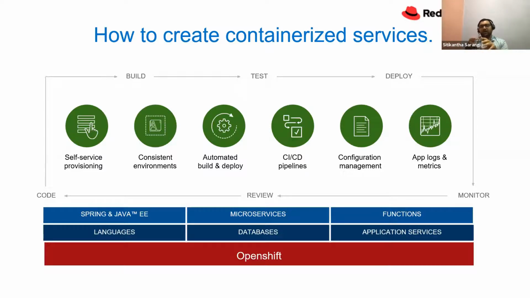And your logs, metrics and monitoring parameters will be displayed in a centralized portal for all the applications deployed on OpenShift, and you can visualize what is going on with your applications from that dashboard. So this is how you can create containerized services on OpenShift. And we can move on to the next slide.